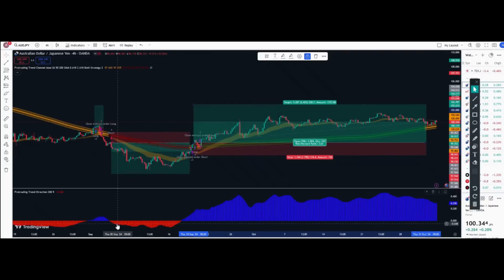Then what you need to do is go down to your Pro Trading Trend Direction to make sure that the color changes from blue to red. Once you get these two confirmations, you are fully ready to open a sell signal. This is the candle which gives us this signal. At the close of this candle, this is where you open your sell trade.